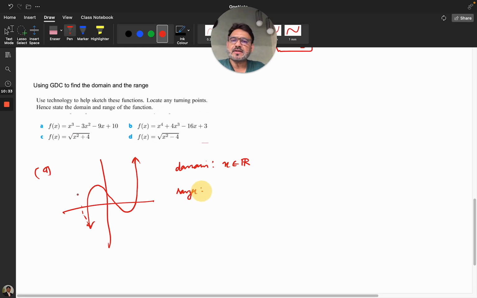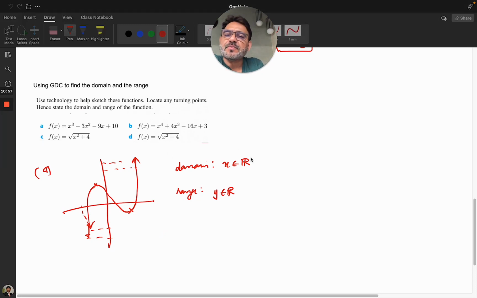Range, you'll have to look at the max and min. Now in this case, the max and min get redundant because you have a y value which is overshooting the max, and you have a y value which is going below. So you look at the lowest y value, which can be anything, highest y value which can be anything. So y belongs to the set of real numbers. The next one. So I'll graph this.